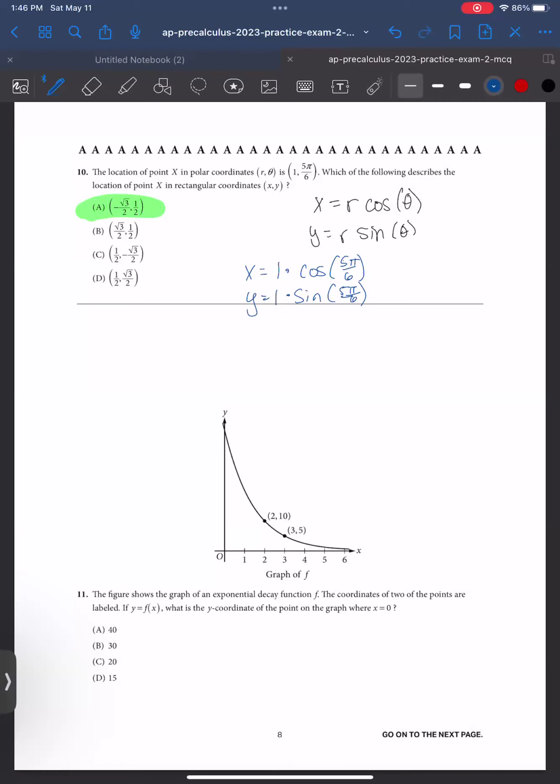All right, the figure shows the graph of an exponential decay function of f. The coordinates of two of the points are labeled. If y equals f of x, what is the y coordinate of the point on the graph where x equals 0? So, what do I have to do? I'm going to be honest, I'm a little lost here. When you go to 0, it looks like it's going to infinity, right? Yeah, it looks like an asymptote.